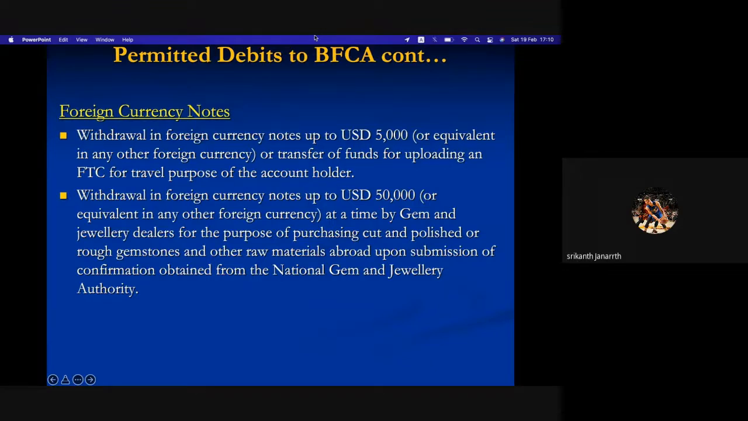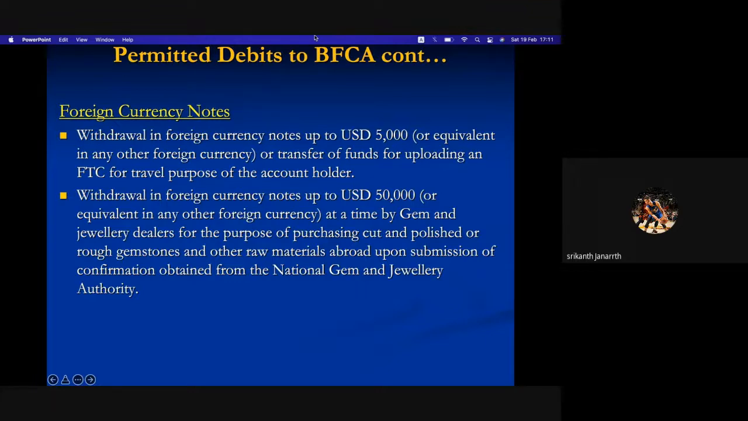their nature of business is such that when they go to auctions in countries like Myanmar, South Africa, and Zimbabwe, the rough gemstones are sold at unofficial auctions. You have to have currency to pay and buy the stones. So gem and jewelry people approached the central bank and got a special permission.